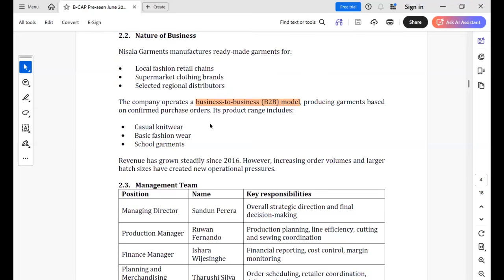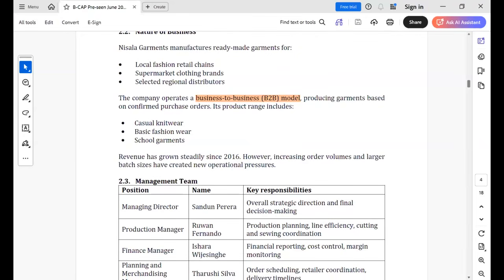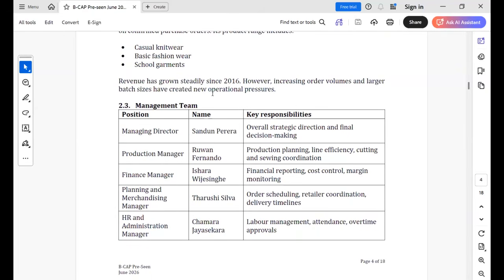So they are producing mainly three types of garments. So casual knitwear, so basically the t-shirt and jeans, everything. So basic fashion wear and also school garments. So these are the type of things that we come across daily, right? Usual different types of garments. Then revenue has grown steadily. However, increasing order volume and larger batch sizes have created a new operational pressure. So that is true, right?